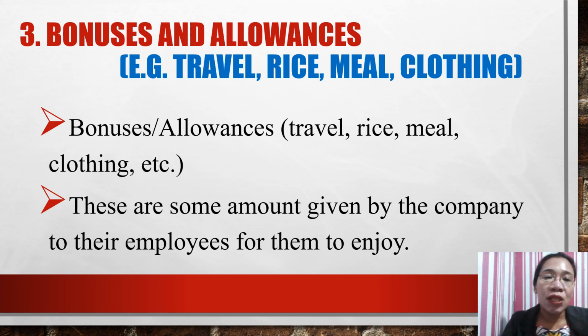Next, the third benefit is bonuses and allowances. Examples of bonuses and allowances can be travel allowance, rice allowance, meal allowance, clothing allowance, and the like. These are some amounts given by the company to their employees for them to enjoy. So this is the third type of benefit that an employee can receive.